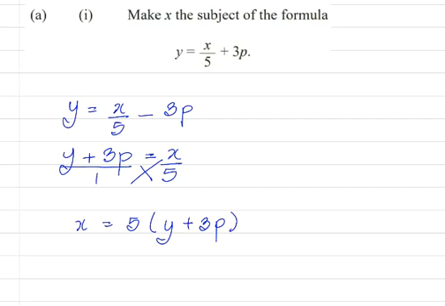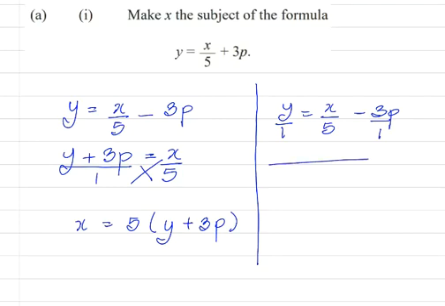An alternative approach, which we didn't have to do, but let's just do it. Well, y is equal to x over 5 minus 3p. It's almost the same thing. One thing I could do is put this over 1. This is an equation with fractions, and when we are solving an equation with fractions, the first thing you need to do is to get rid of the fractions. One way to do that is to find the LCM, use the LCM, and then discard the LCM. So the LCM is 5.